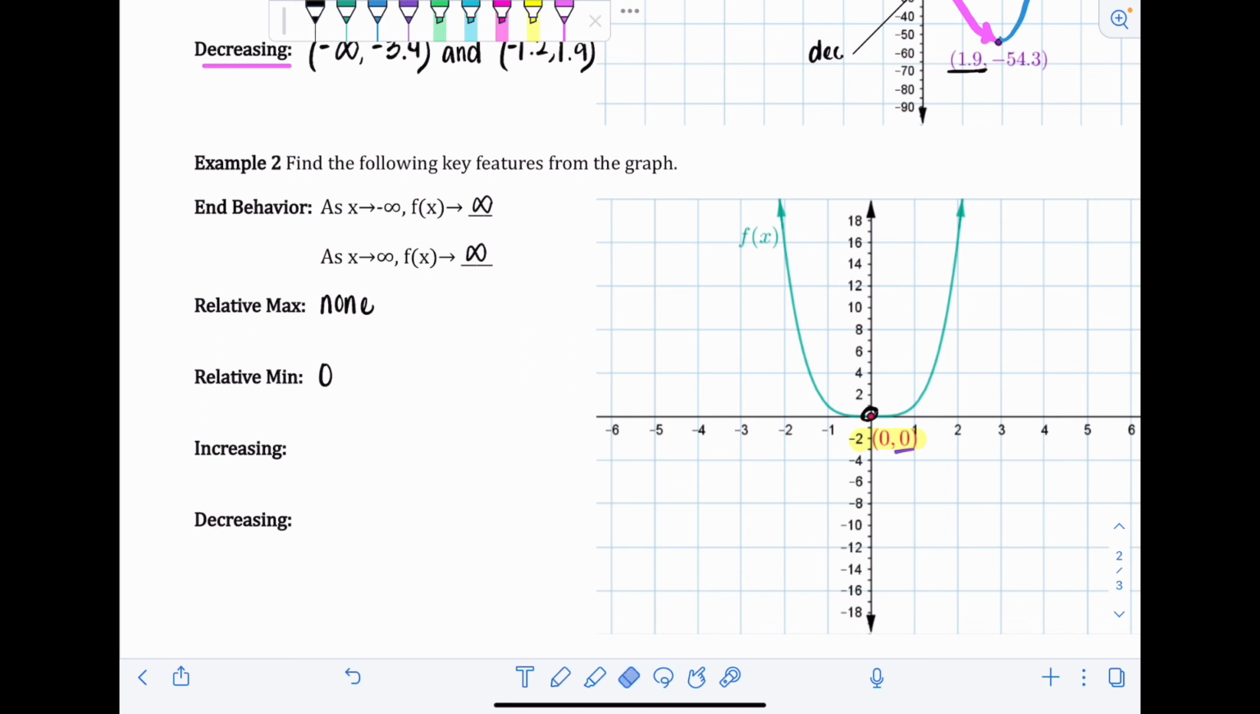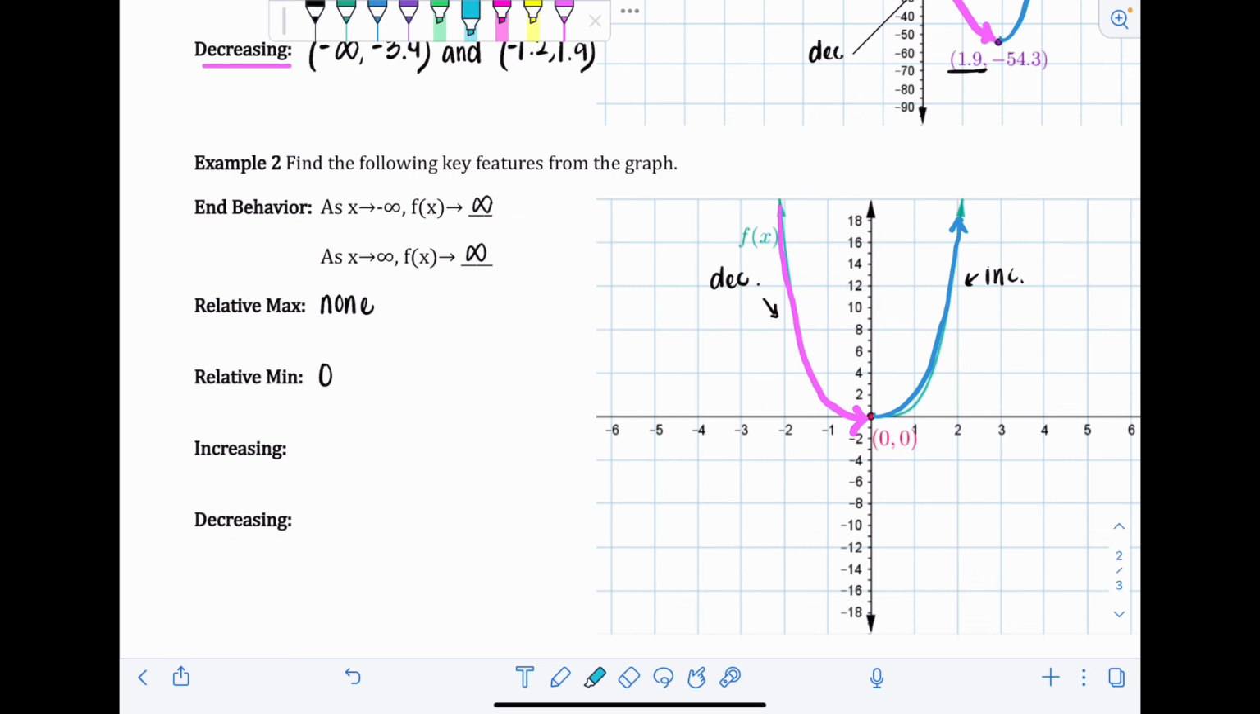And then for where the function is increasing or decreasing, we're following the graph from left to right. So from left to right, we are going down, down, down until we hit 0, 0. And then after that, we are going upward. So for this section, the pink one, we are decreasing. So we're going downward as we follow from left to right. And then after that, the blue section, we are increasing. So we're going upward from left to right.